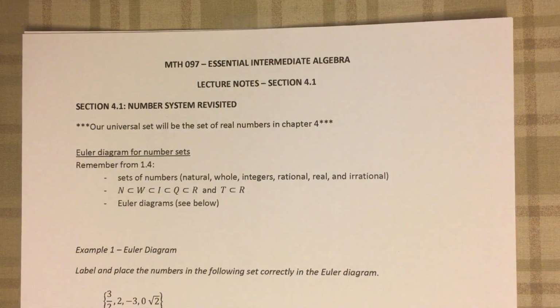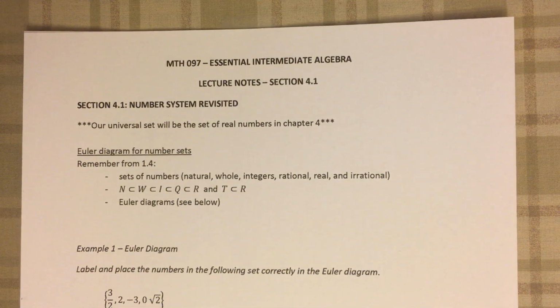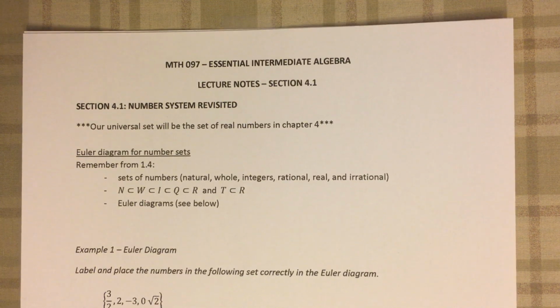Today we are going to revisit our discussion of the sets of numbers that we talked about back in previous chapters. So thinking back to chapter 1, in section 1.4 we defined all of our different sets of numbers. So we talked about our natural numbers, our whole numbers, our integers, our rational numbers, our real numbers, and our irrational numbers. Up until now, in these last two chapters, chapter 2 and chapter 3, we were restricting our domain to our set of integers.